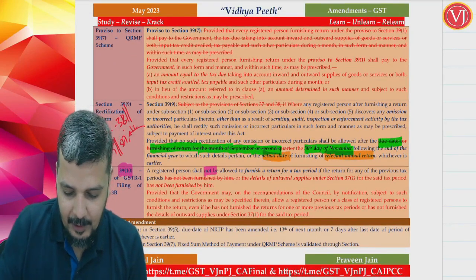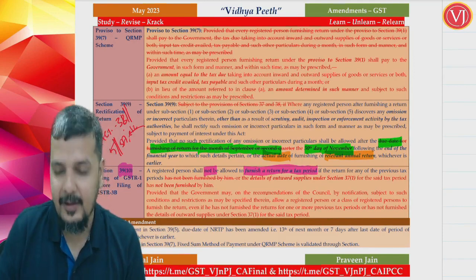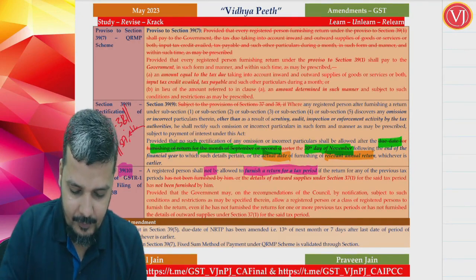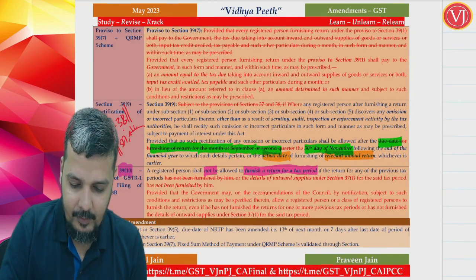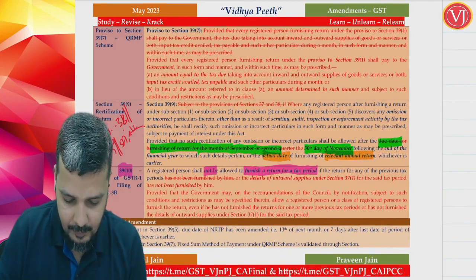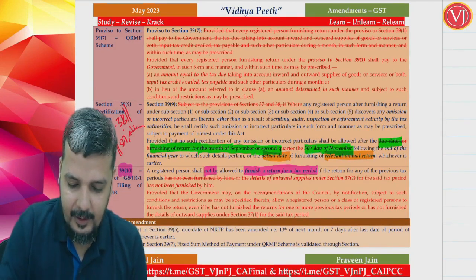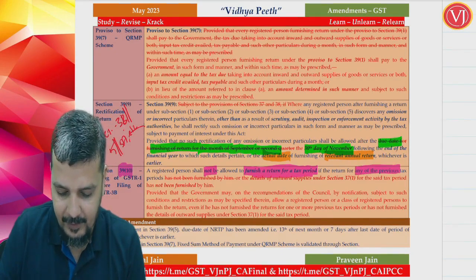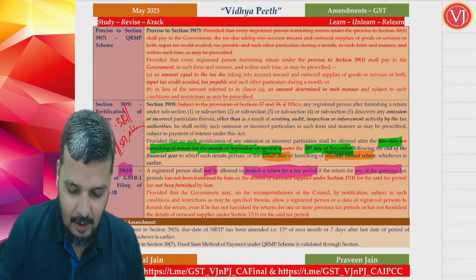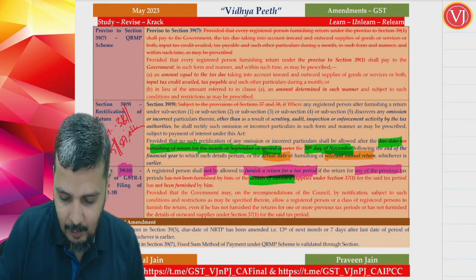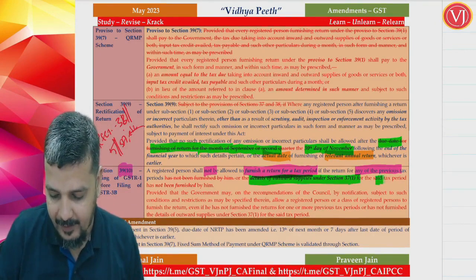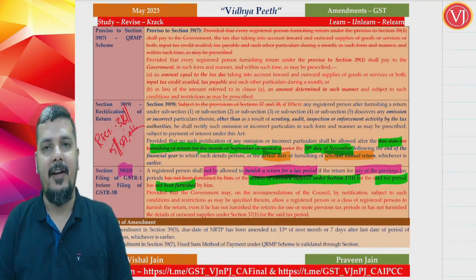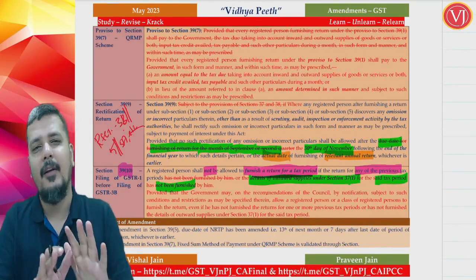A person shall not be allowed to file his return for a tax period. That is, he is not allowed to file his GSTR 3B of the current tax period if the return of any previous tax period, which means previous GSTR 3B, or the details of outward supplies of the said tax period has not been furnished by him. Which means if I want to file GSTR 3B of the current tax period, I should file GSTR 3B of the previous tax period. There's no change.